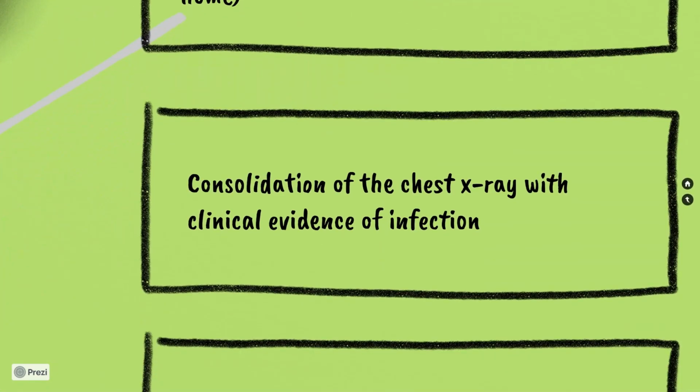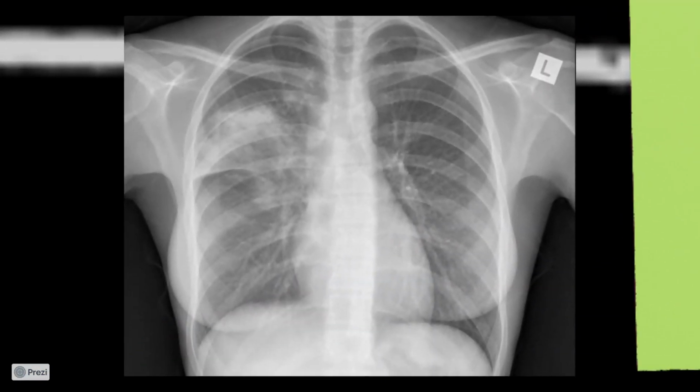It is typically characterised by evidence of consolidation on a chest X-ray with clinical evidence of infection, for example raised inflammatory markers, a productive cough, shortness of breath, or fever. Here we can see an example of a chest X-ray of consolidation. On the left lung you can see nice clear pleural spaces with a normal heart border and a normal costophrenic angle. On the right lung you can see consolidation in the right upper zone.